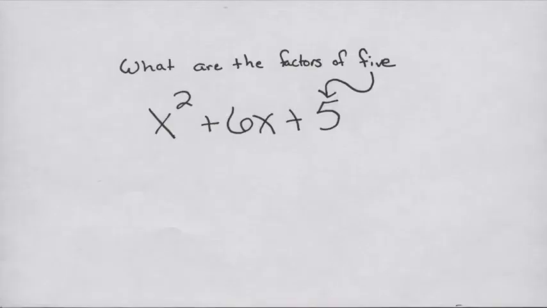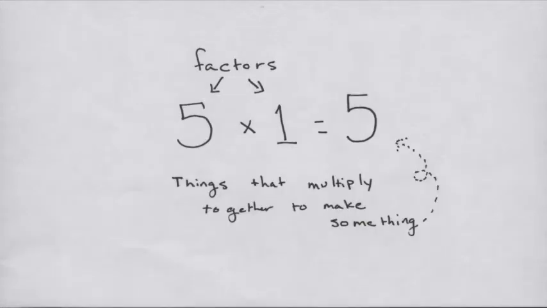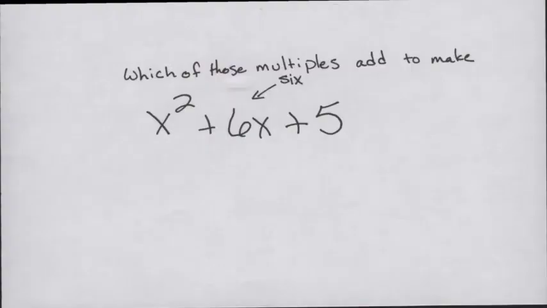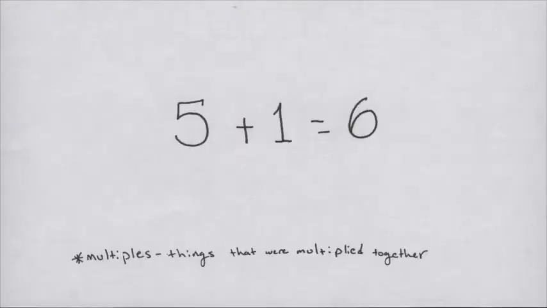Factors, multiples, things that multiply. What are the factors of 5? Let's think about that. 5 times 1, that's equal to 5. And which of those multiples add up to make 6? 5 plus 1. Wouldn't you know that? Okay.